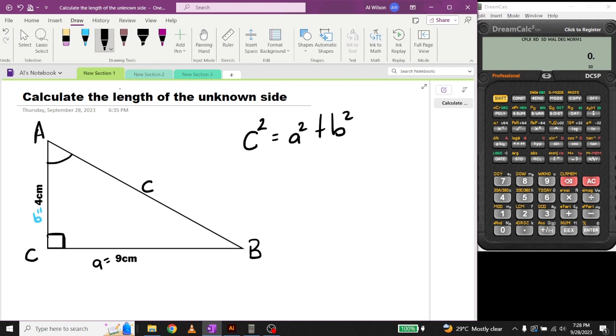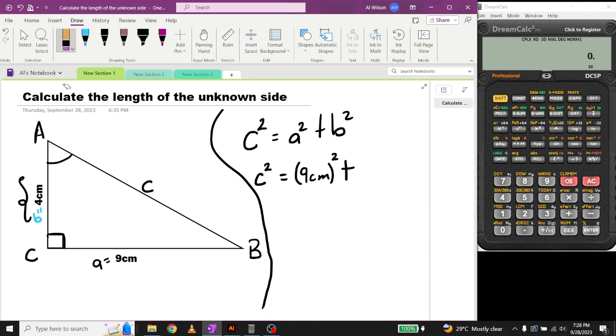Applying this information now, let me just draw a little separator here. We'll have c squared is equal to the value that we have for A. In this case, our A is 9 cm. We put it in a bracket and square it. We put our addition sign, and our B, if you look across here, is 4 cm. And of course, that is being squared. So c squared is equal to something.